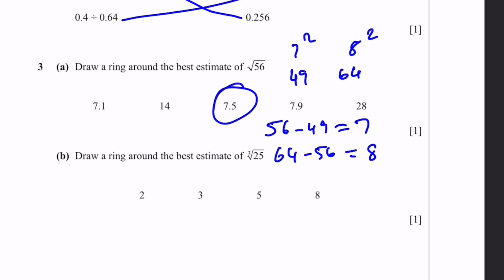B. Draw a ring around the best estimate of cube root of 25. So let's see the nearest cube number to it, perfect cube. So below it is 8, which is 2 cubed, and 3 cubed is right above it, which is 27. Obviously it's closer to 27, and 27 is 3 cubed, so the answer is 3.